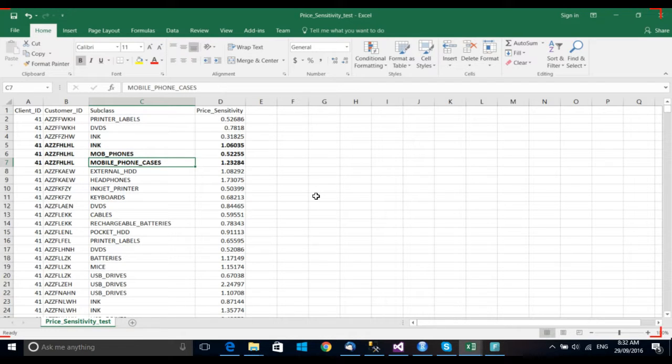In the case of mobile phone cases, contrary to their purchasing of mobile phones, they seem to be less sensitive to price, or in fact they're insensitive to price. So it means that they are a likely target for being suggested to buy more expensive mobile phone cases in the future. This is something that you can use to come up with any sort of target campaign for upselling.